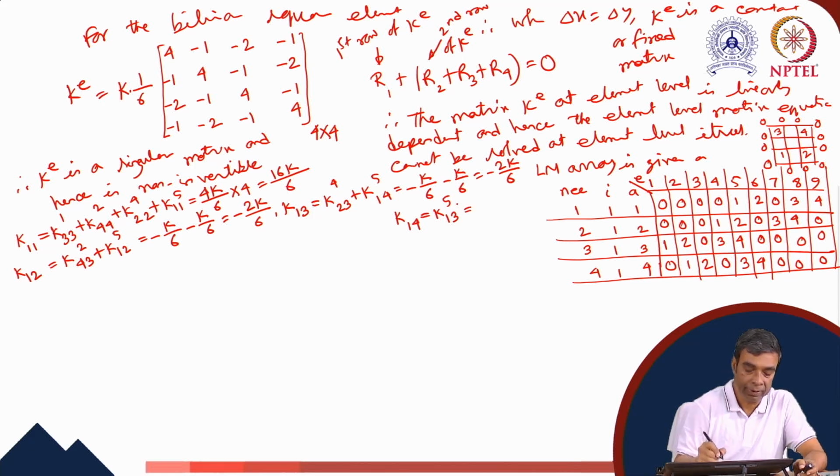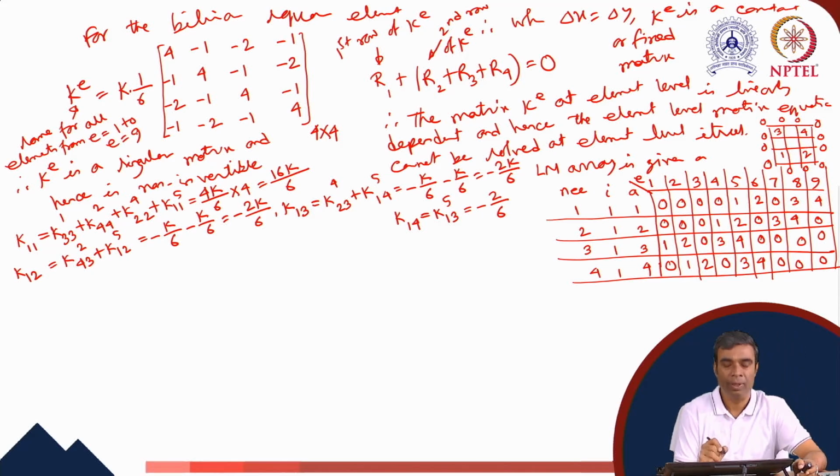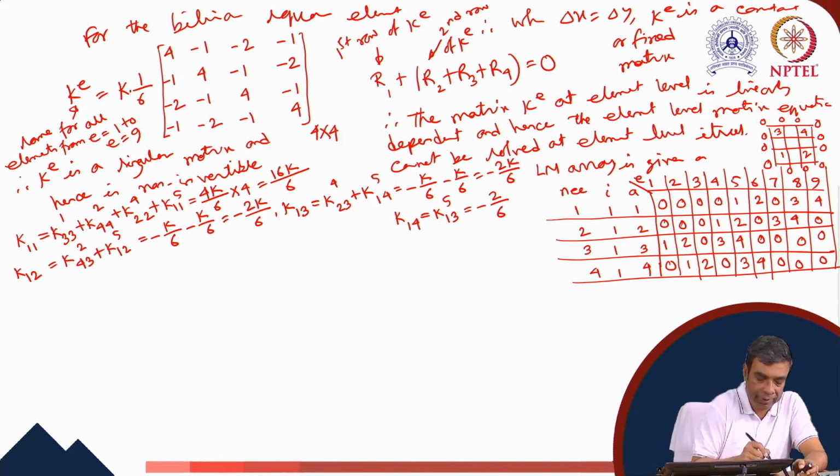K135 is minus 2K by 6. So this is the same for all elements. The stiffness matrix is common for all elements from e equals 1 to e equals 9. Then only are we able to directly put the values during assembly. Next is the second row of the assembled matrix.